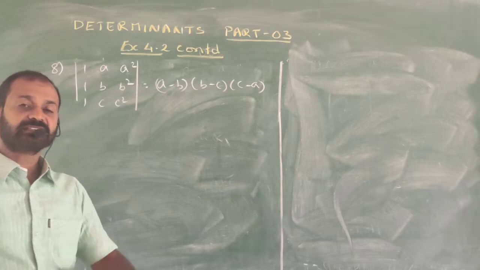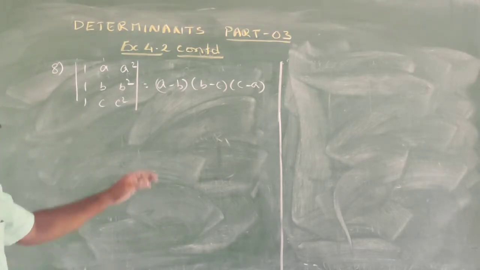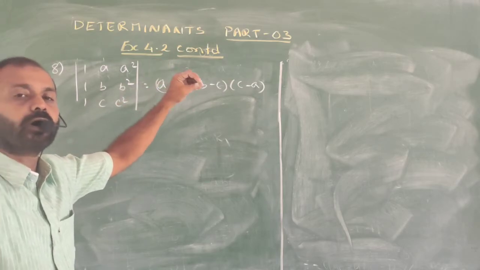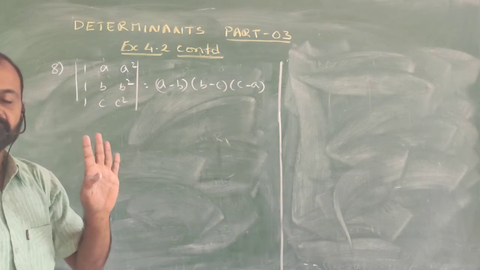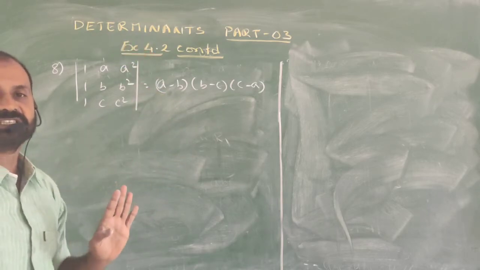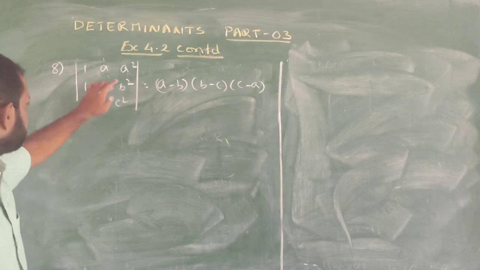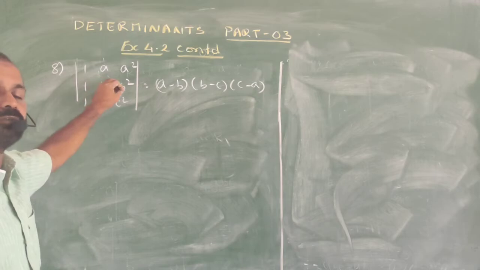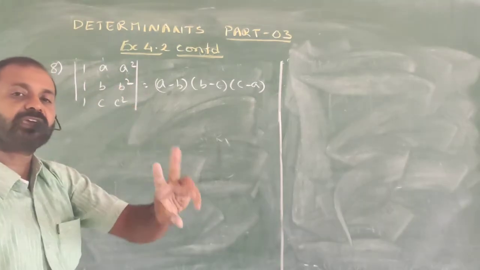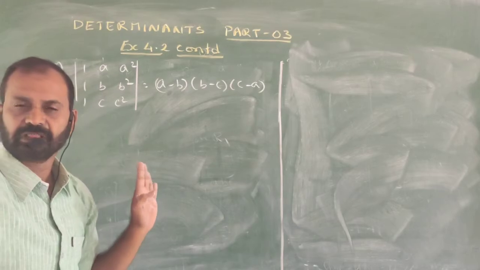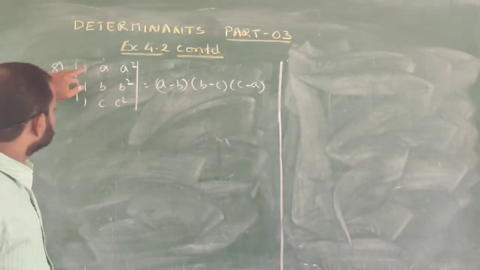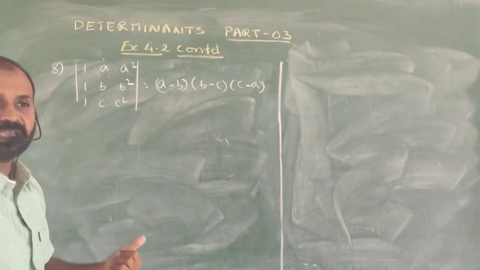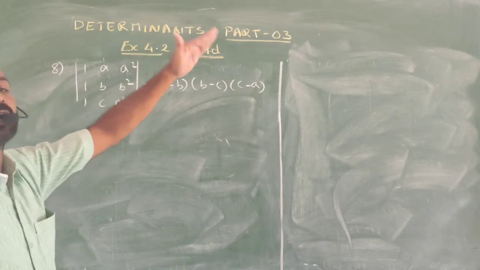Now, I said one procedure, that is, if possible, try to make the elements of any row or any column as ones. Then our problem will become so easy. But in this, it is already given that the first column elements are 1, 1, 1. Whenever the elements are 1, 1, 1, you try to make 2 ones as zeros. That's the only procedure. So how do we make them? Either you can apply row operations or column operations.